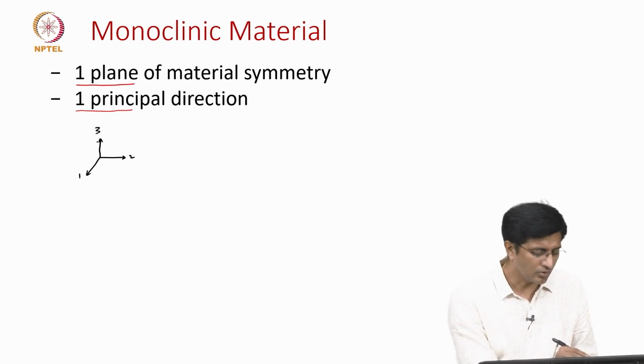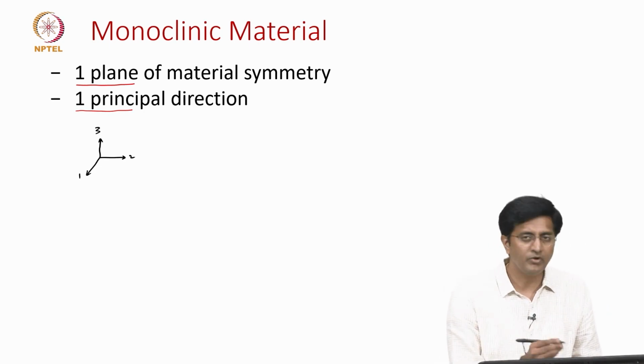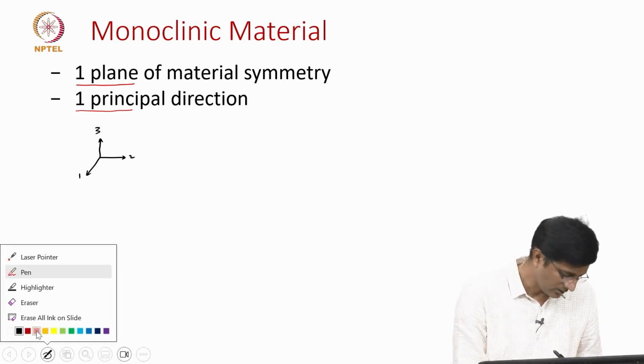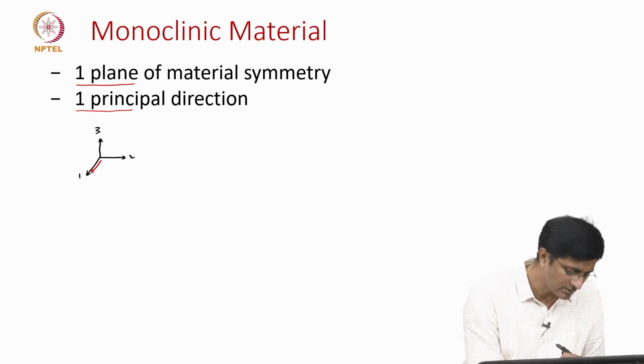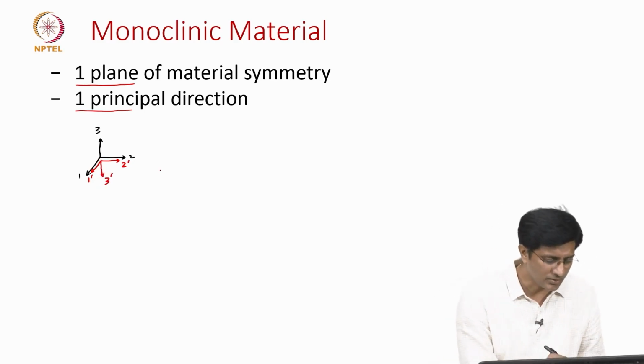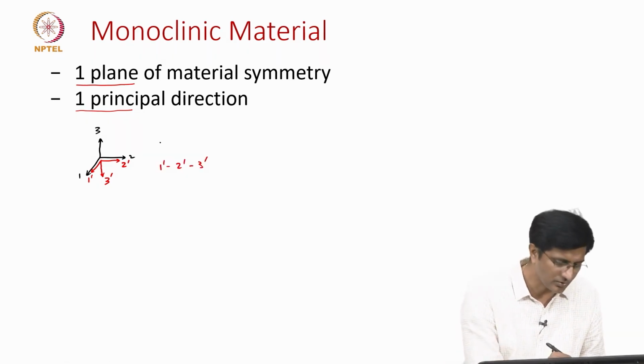So, these are 3 orthogonal coordinates, and then we will now consider another coordinate system where 1, 2 is the plane of material symmetry. Let us take a different color and show that this is 1 dash and 2 dash, meaning the 1 and 2 are repeating, but the third direction is opposite to 3. So, we will take it as going downwards. So, these are the 2 coordinate systems: 1 dash, 2 dash and 3 dash is the second coordinate system, and the first coordinate system is 1, 2 and 3.